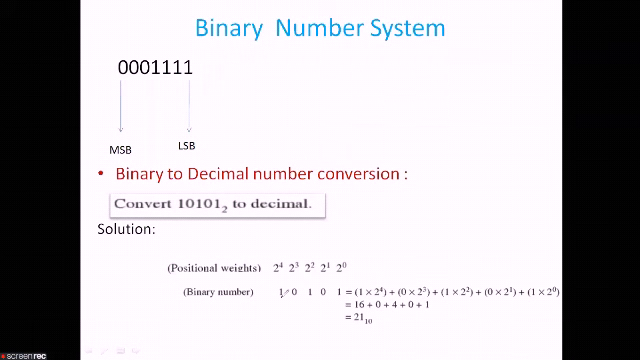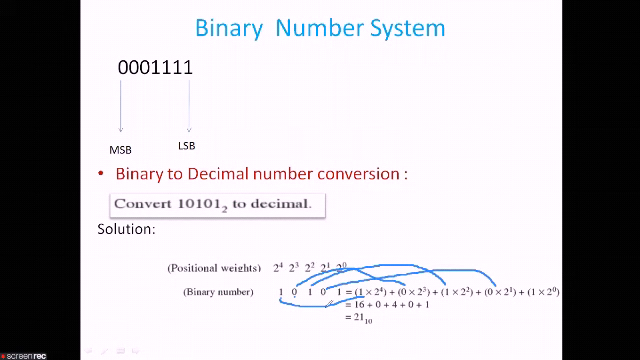make you understand like this. This one is having positional weight of 2 to the power of 4. So just do it like this: 1 into 2 to the power of 4. This 0 is 0 into this one, 2 to the power of 3. This 1 is 1 into 2 to the power of 2. This is the positional weight multiplied with 1. And this 0 is 0 into 2 to the power of 1.